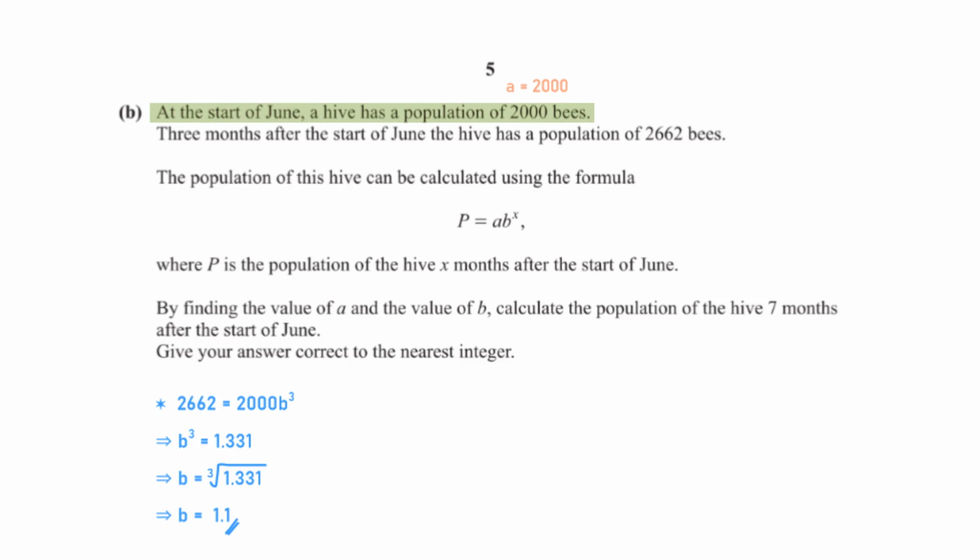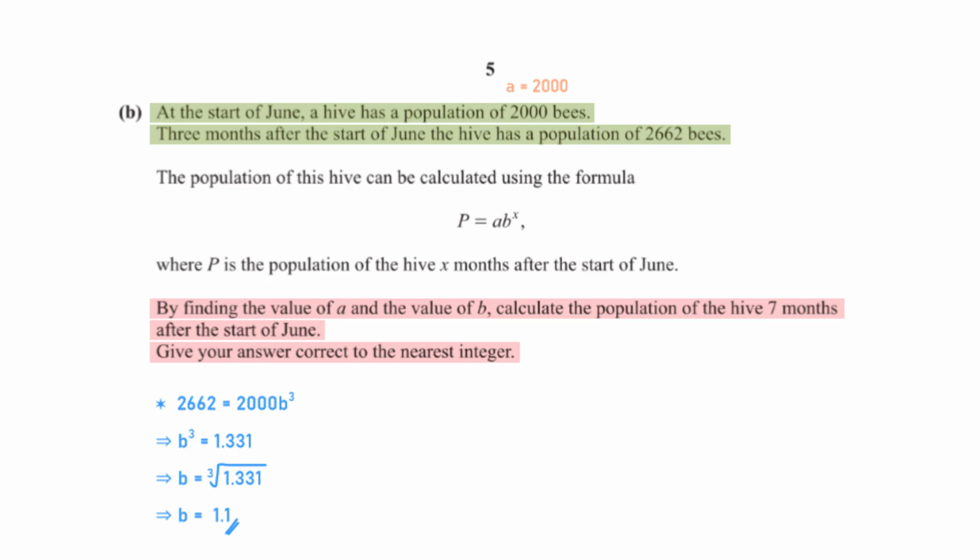At the start of June, a hive has a population of 2,000 bees. 3 months after the start of June, the hive has a population of 2,662 bees. The population of this hive can be calculated using the formula P equals A times B raised to the power X, where P is the population of the hive X months after the start of June. By finding the value of A and the value of B, calculate the population of the hive 7 months after the start of June. Give your answer correct to the nearest integer.